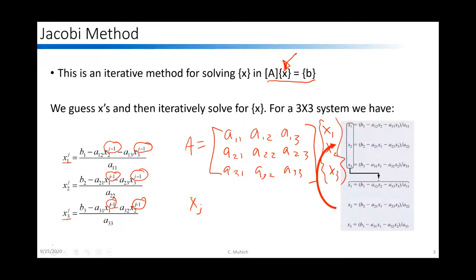So once I calculate this new x1, x2, x3, I'm going to go back and start the substitution all over again. I'm going to go through, calculate my new x1, x2, x3, then I'm going to use that in the next round to calculate a new x1, x2, x3.